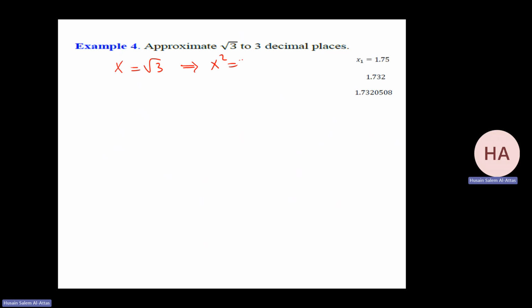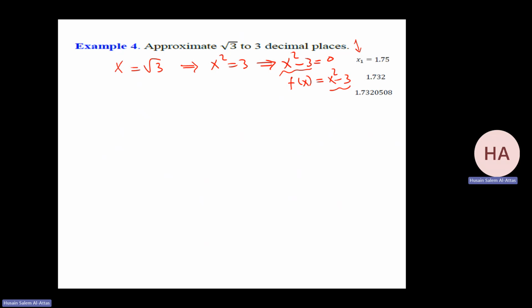So I have x squared equals 3. I have this equation actually: x squared minus 3 equals 0. So this is my equation. My f of x, whose zero I want to approximate, is x squared minus 3. I know the zero of this is the square root of 3, the positive zero. There is a negative zero, but I'm talking about the positive zero. So I will choose my starting point as the positive value.